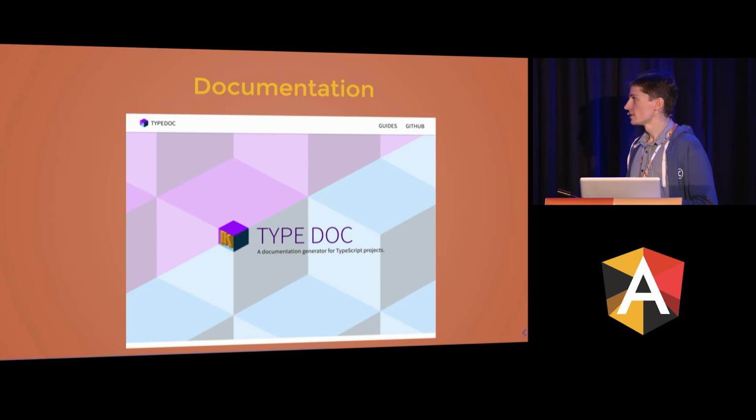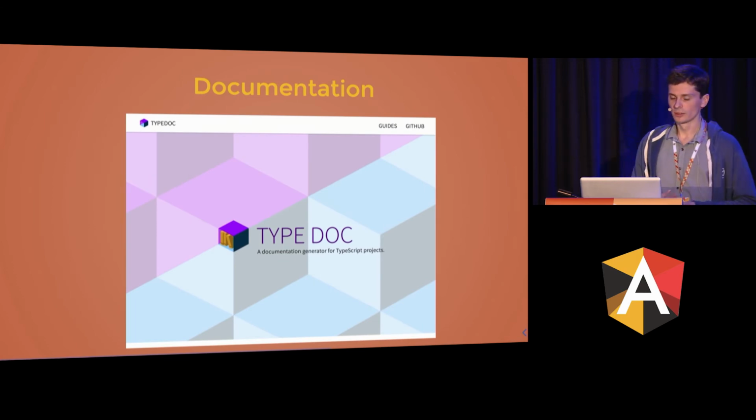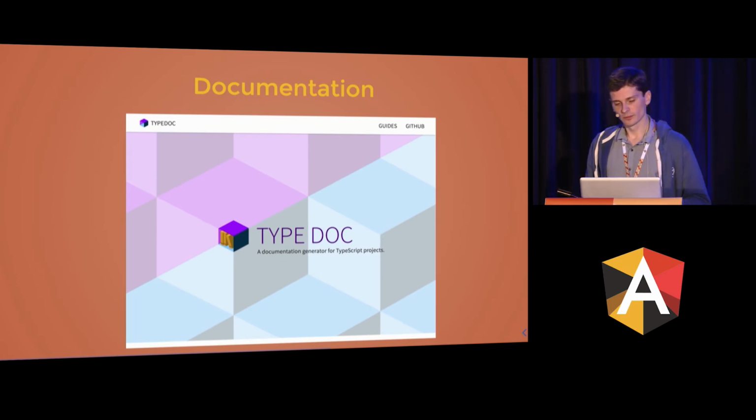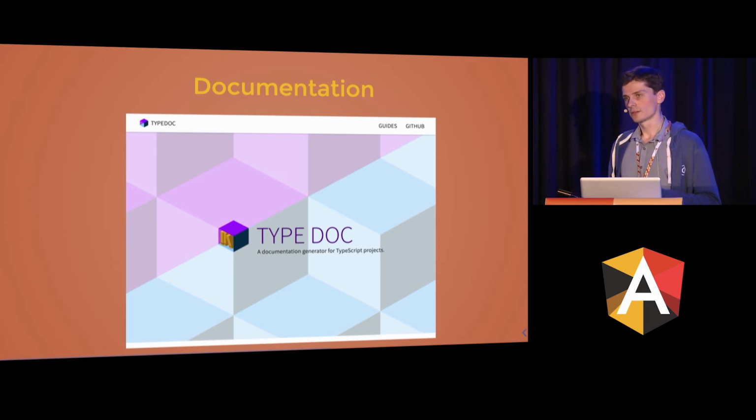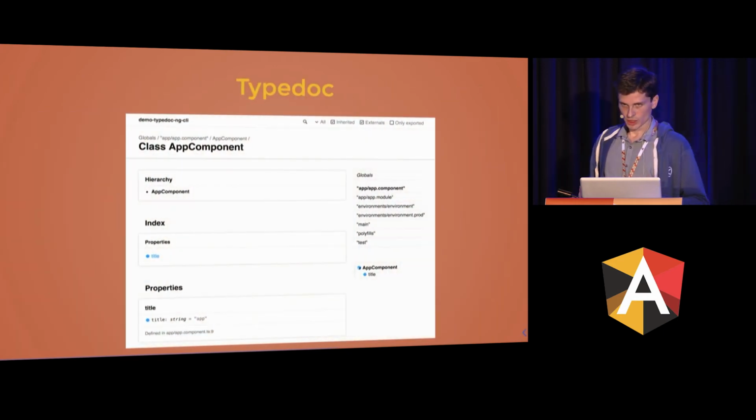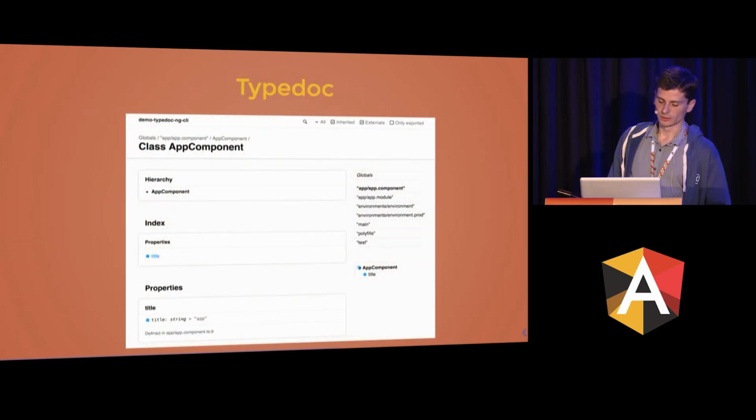Another thing you can do is generate documentation of your code. The famous project for that for TypeScript is TypeDoc. It's like ESDoc or JSDoc for TypeScript, and it will generate static HTML pages of your TypeScript code with all the information about your properties, your classes, your interfaces, etc.